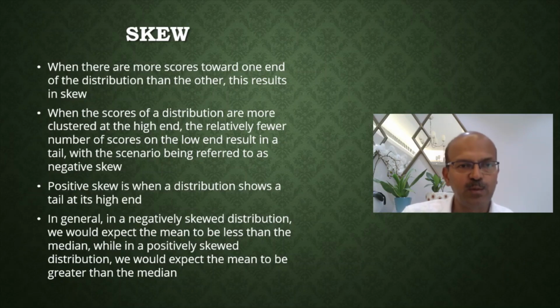A skew is where there are more scores towards one end of the distribution than the other, and when the scores of a distribution are more clustered at the high end, with relatively fewer scores on the low end, it results in a tail, and this is a negative skew. A positive skew is where a distribution shows a tail at the high end. In general, in a negatively skewed distribution, we expect the mean to be less than the median. So if it is negatively skewed, the mean would be lesser than the median, and in a positively skewed distribution, we expect the mean to be greater than the median.